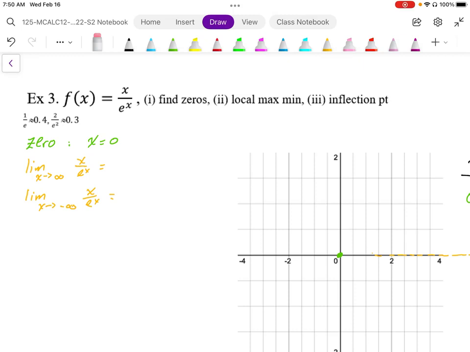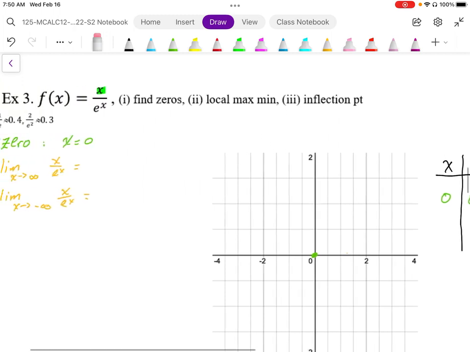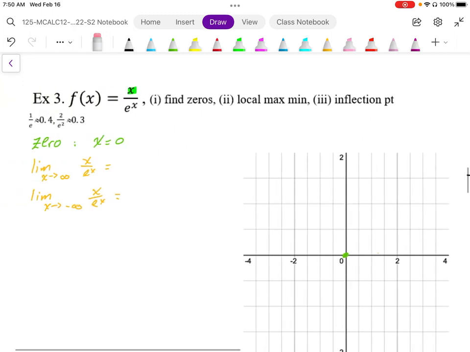In this rational function, we're trying to find zeros, local minima and maxima, and inflection points. So the first thing we'll do is look for zeros. We look for zeros in the numerator, where the numerator is equal to 0, and we're going to find that x is equal to 0. So that's going to be our first point. In fact, I'm going to put that into our table of values here, and we can plot that point at (0, 0).